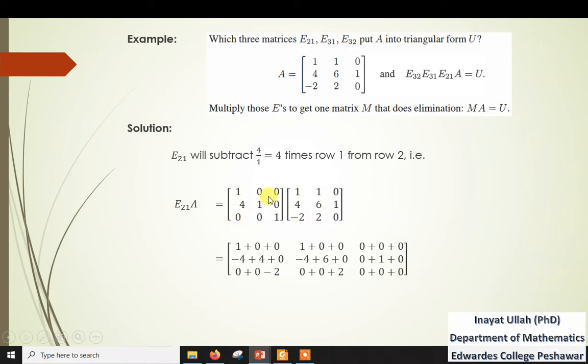So what is the effect of E21 by A? That is actually this matrix: E21 converts matrix A to this matrix, and E21 vanishes the first entry of row 2, that is 0.